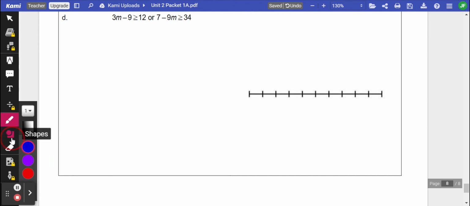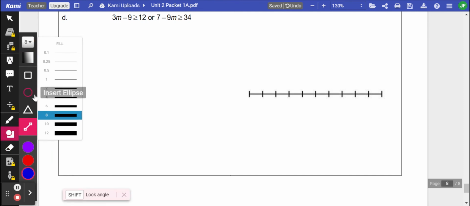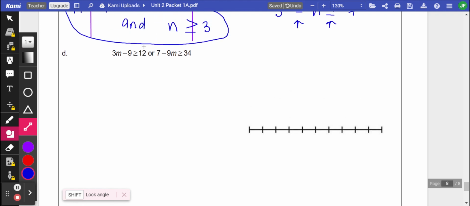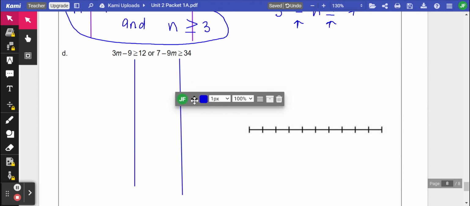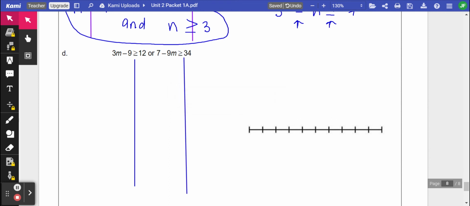Let's do one more or. So these are nice because they're already split into two inequalities. So we're going to go ahead and draw our line here. I should give myself a little bit more room. I'm going to need the room.